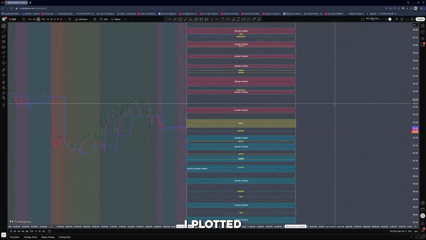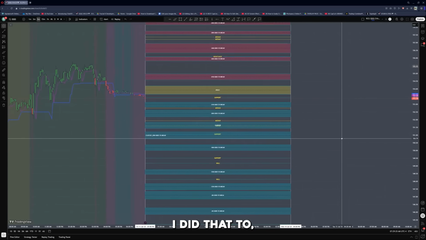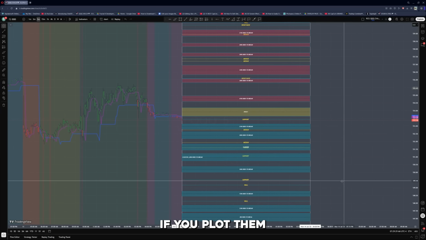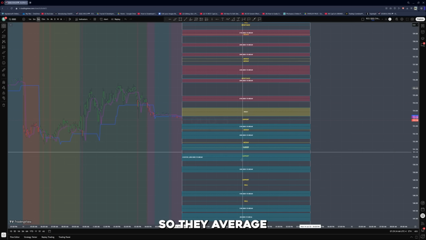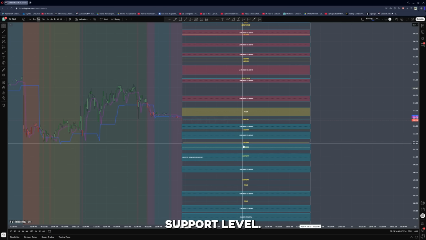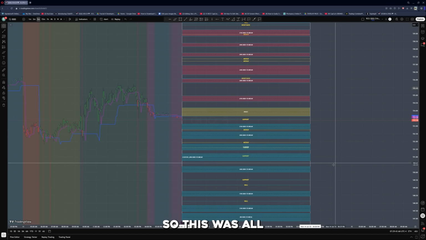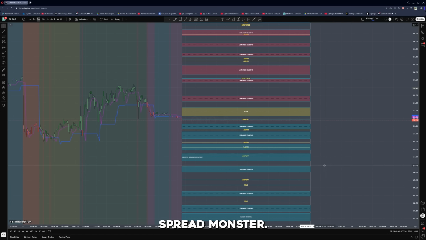These are the charts I plotted for Monday. I did that to give you a better visualization of how it would look if you plot them on your graph. Where I've written cluster is a strong support level. These are also clusters, but these were super strong. So this was all about the spread monster.